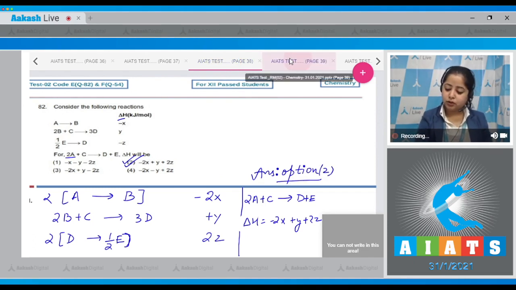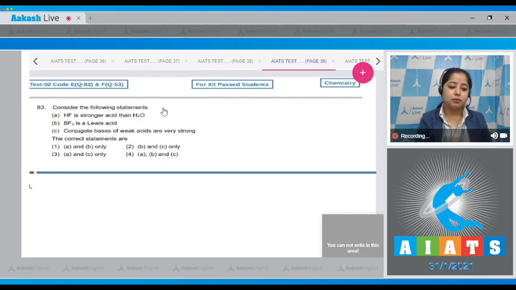Moving to the next question, which is question number 83. Let's read it. Consider the following statements. HF is a stronger acid than water. Student, this is a correct statement. BF3 is a Lewis acid. This is also a correct statement. It has the ability to accept an electron pair. Moving to next. Conjugate bases of weak acids are very strong. This is also a correct statement. That means all the given 3 statements are correct. So the correct answer is option number 4.